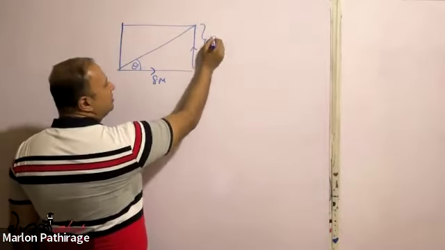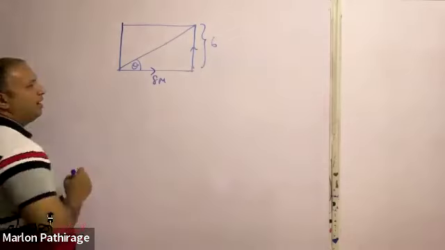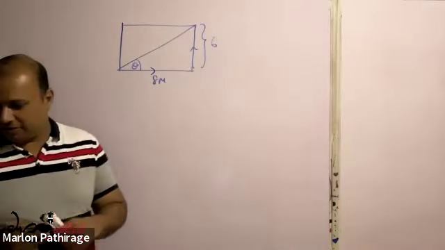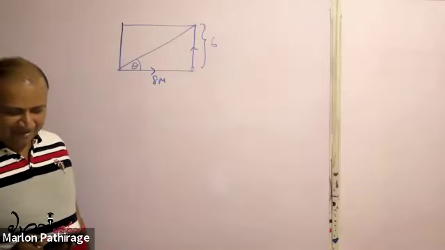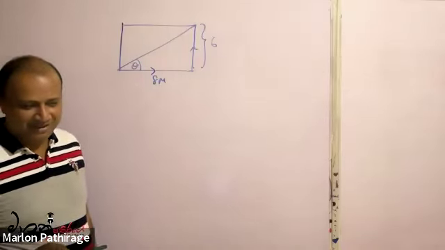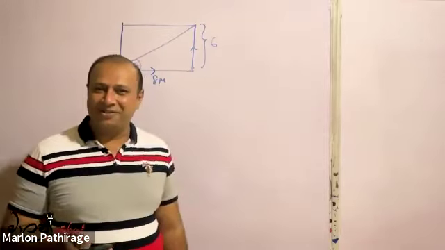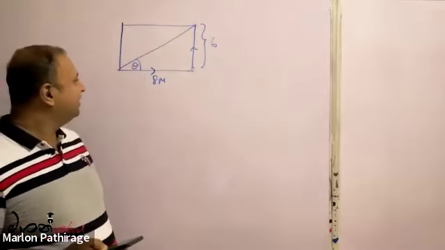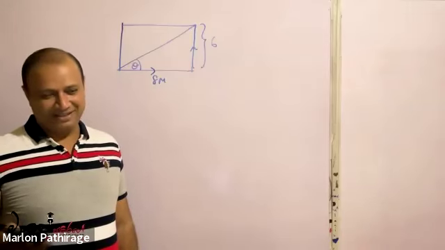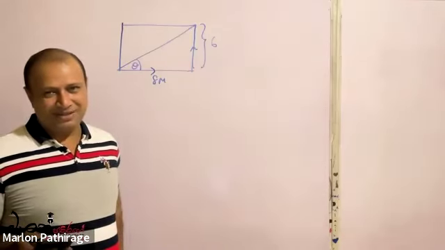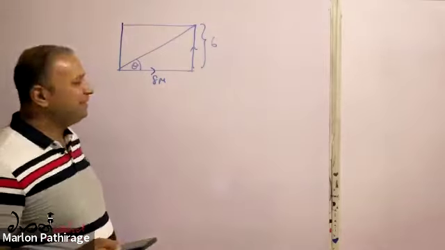This one is 6, right? 4/3 anyway 3. That was wrong. There is a small mistake. It should be 3/4. Sorry, it's my mistake. Tan inverse 3/4.